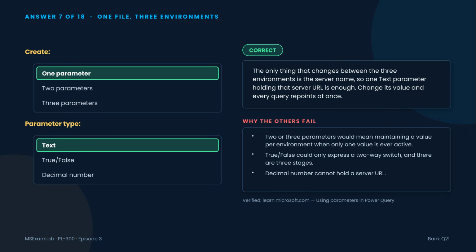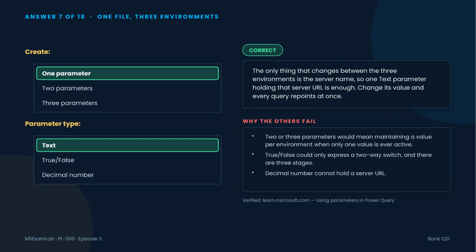The answers are 1 parameter and text. The only thing that changes between the 3 environments is the server name, so 1 text parameter holding that server URL is enough. Change its value and every query repoints at once.